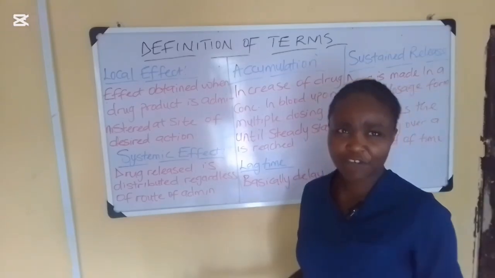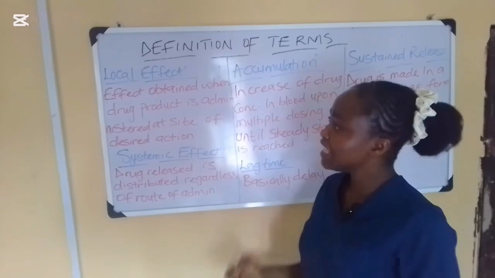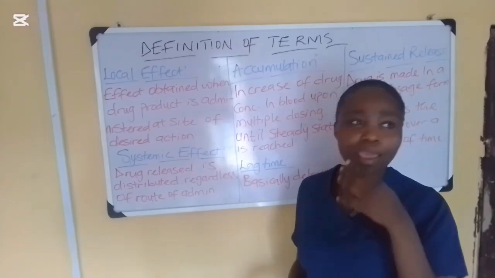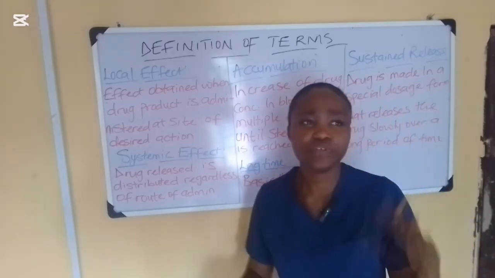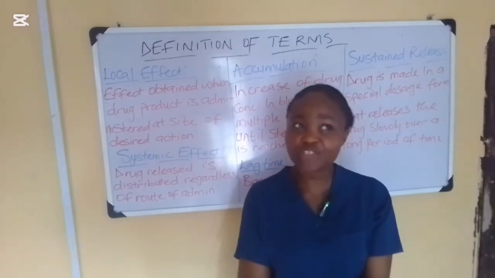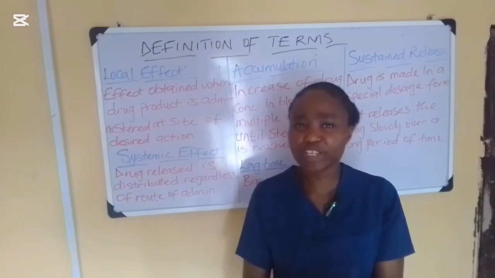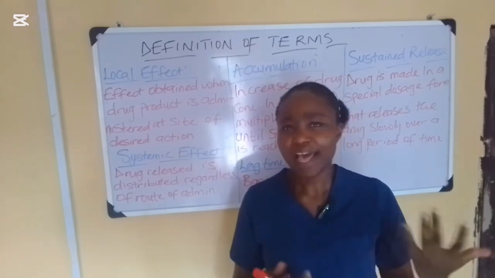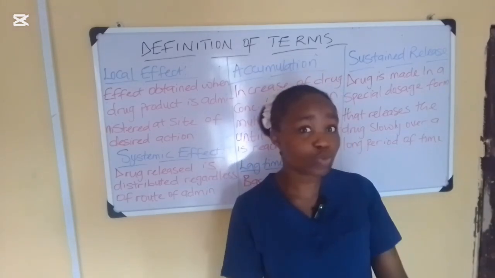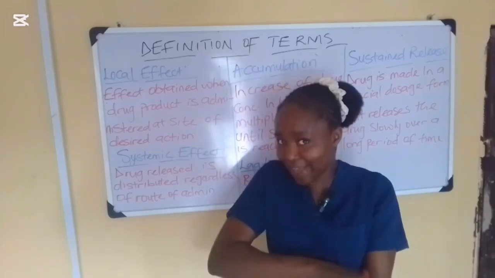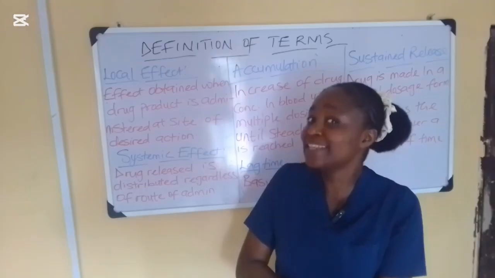What is a local effect? Local effect is an effect obtained when a drug is administered at the site of desired action. I want you to think of when you have some skin itch, pruritus, rashes, and you go to visit the dermatologist and a topical cream is given to you to apply at the surface. Why are you applying it at the surface? Because this is where the problem is. The problem is at the surface.